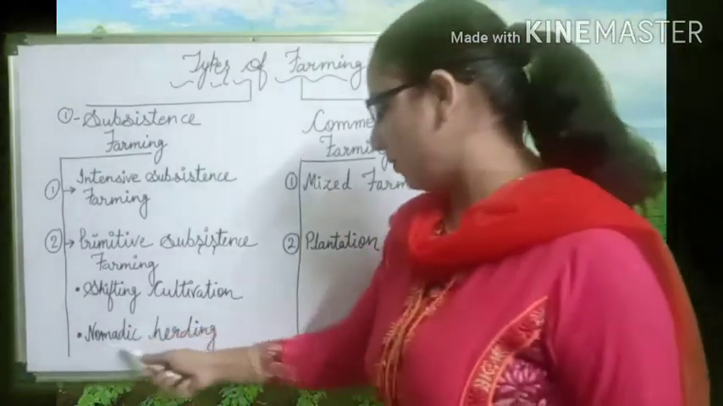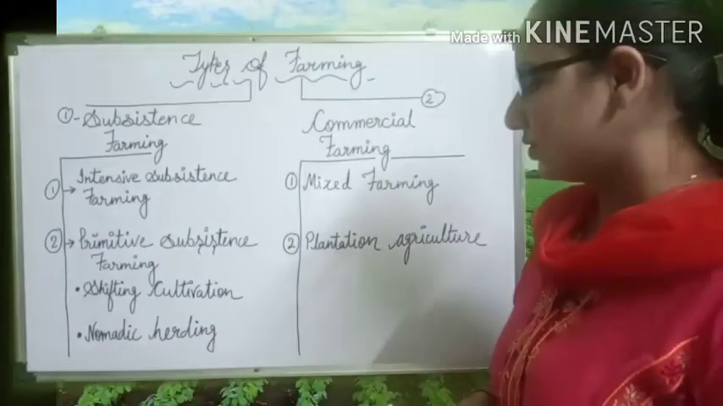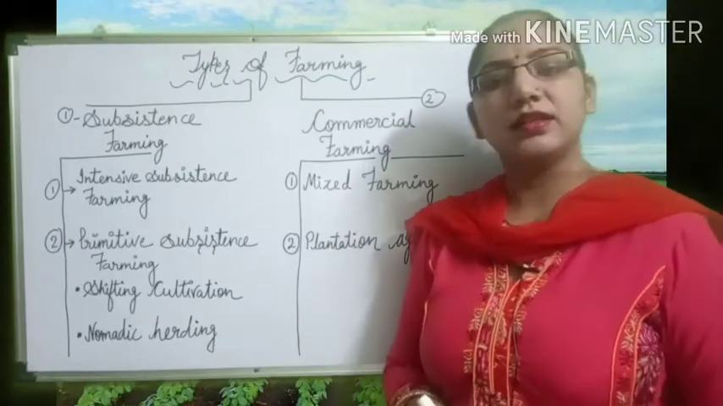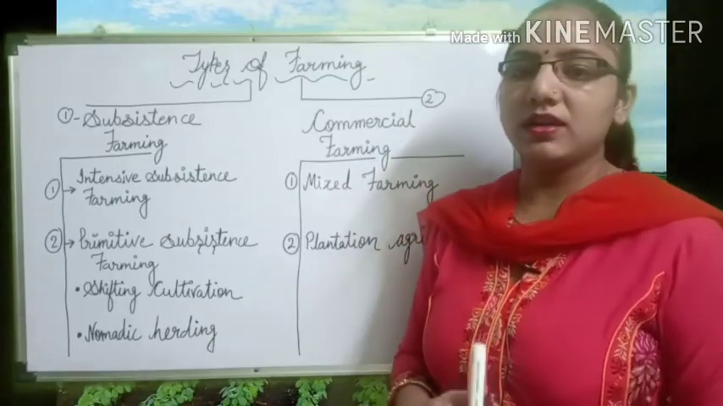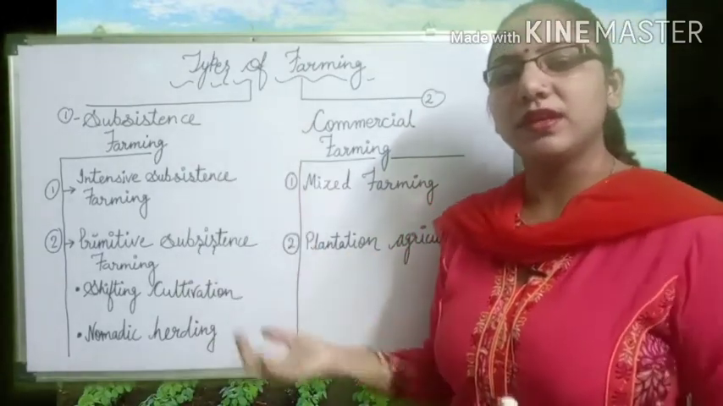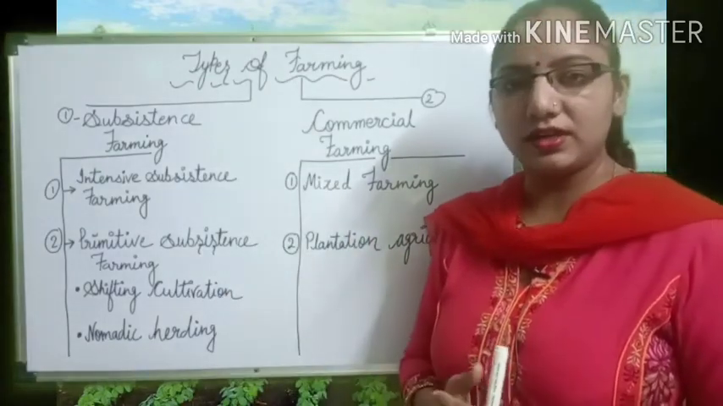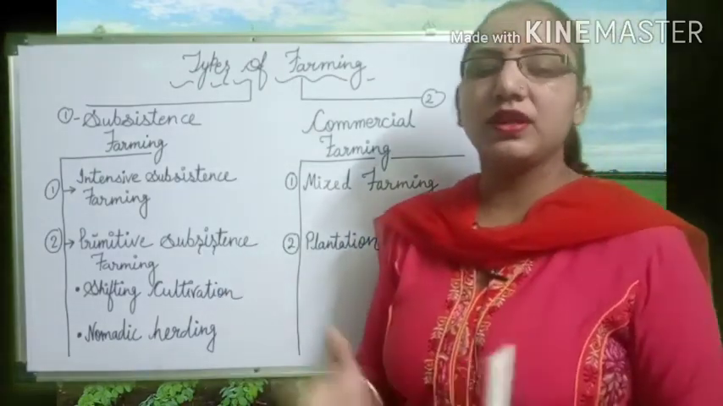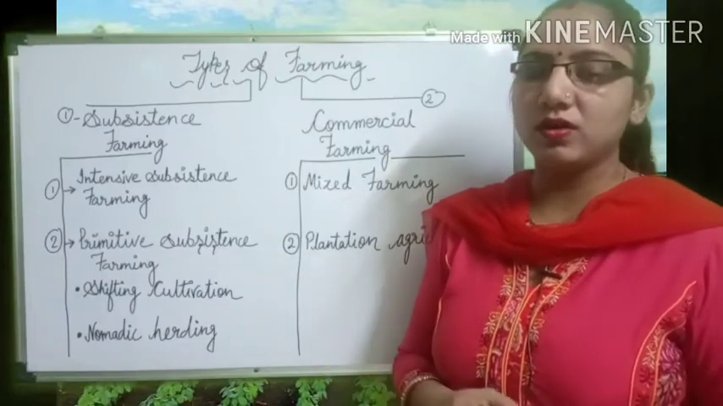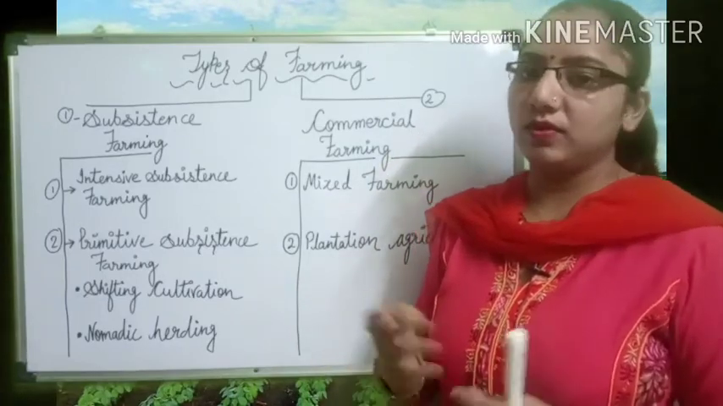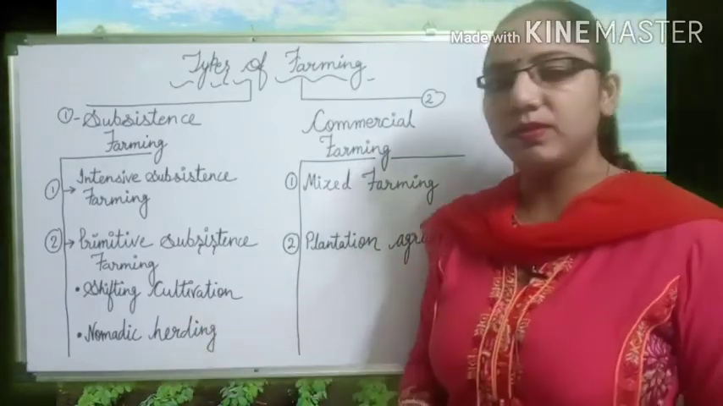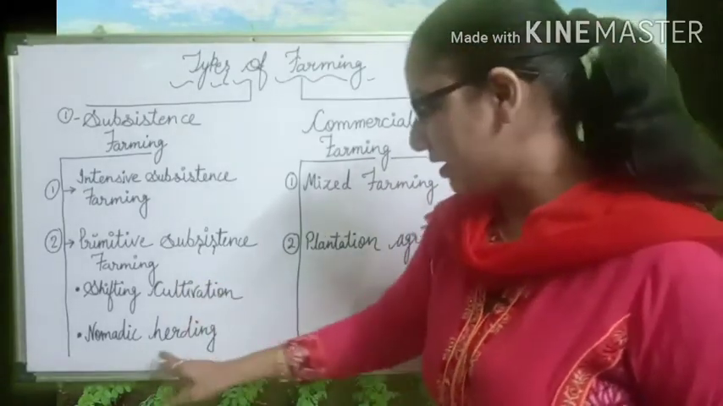Then second is nomadic herding. Students, the nomads are known in Hindi as Banjaras. They move from one place to another in search of food and shelter, and if they live in a particular place for a few years, the farming done by the nomadic people is known as nomadic herding.